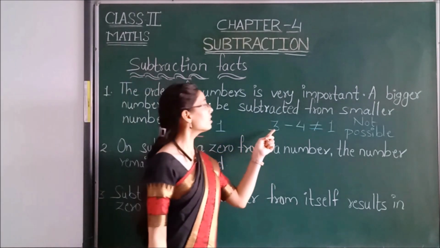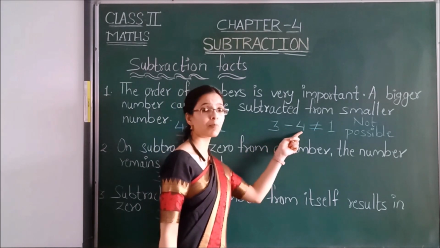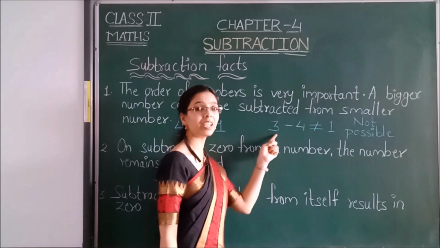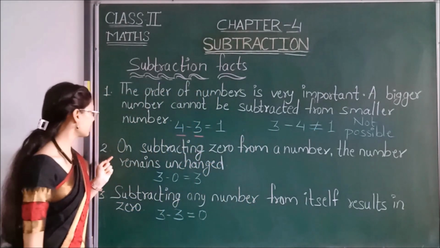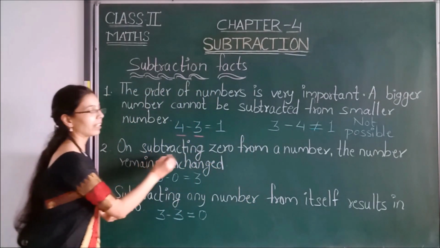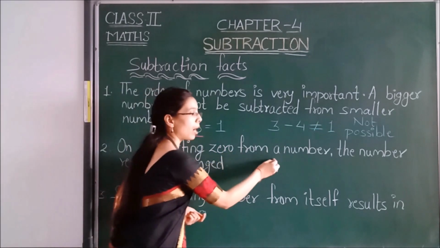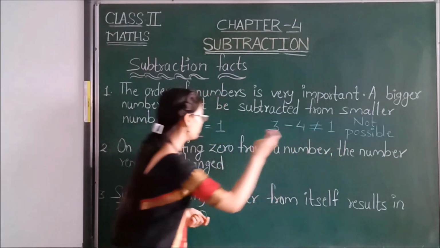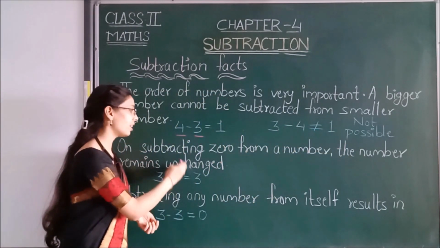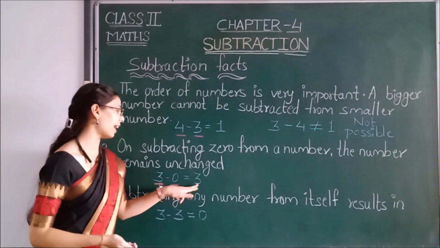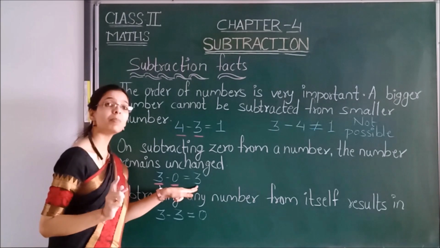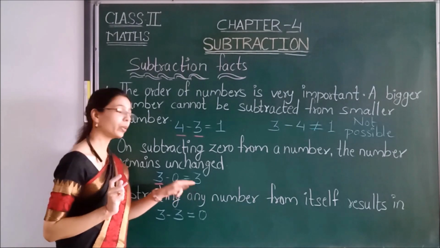Now, look here. 3 minus 4. Can you subtract this bigger number 4 from 3? No, it's not possible. Now, see the second one. On subtracting 0 from a number, the number remains unchanged. When we subtract 0 from a number, we get the same number. The number remains unchanged.